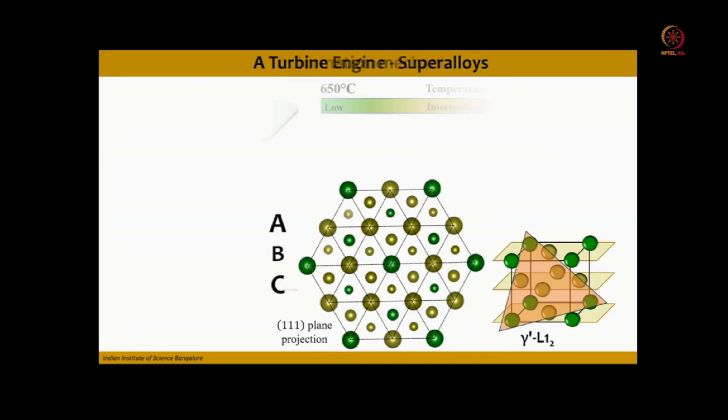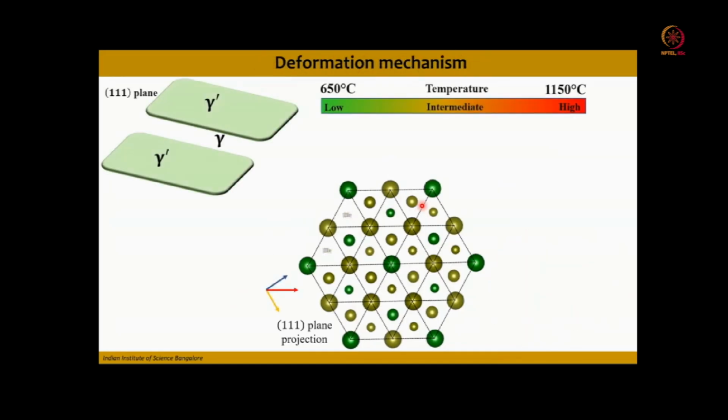Okay, so now these superalloys with this structure, if you deform them at different temperatures and stress levels, different deformation mechanisms come into play. Here I am just showing you an example, a two-dimensional projection of gamma prime with the triple one plane, and there is a soft gamma matrix. And here I am showing you a low temperature, intermediate temperature, and very high temperature. Correct.